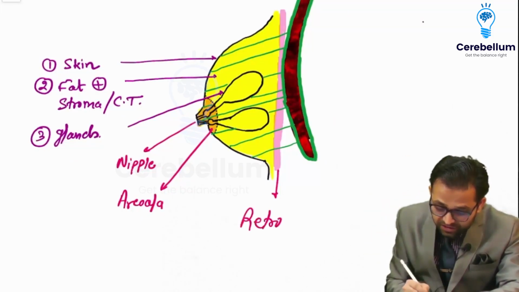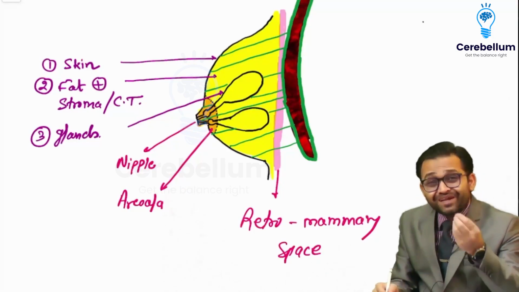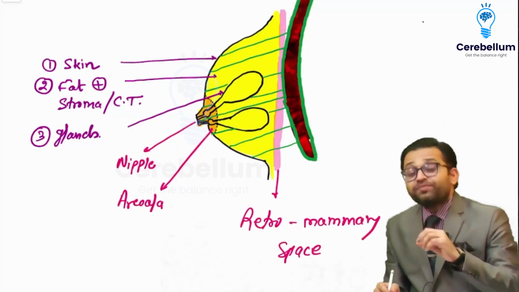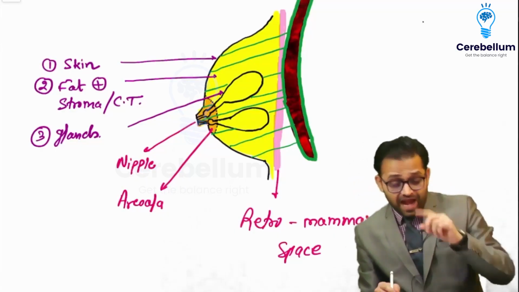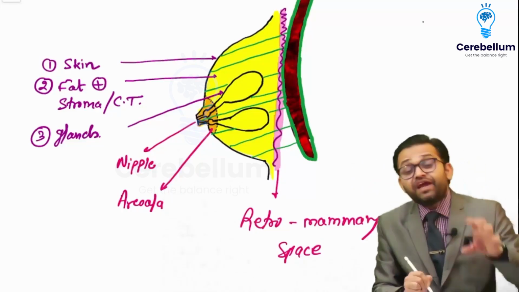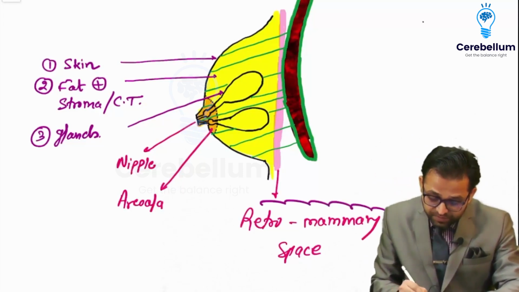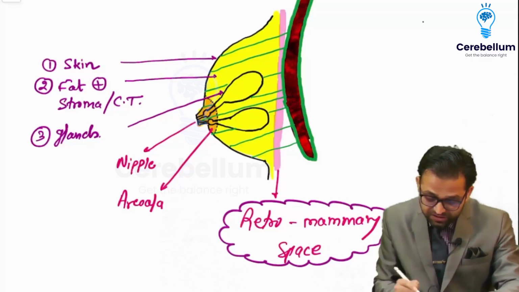That is the retromammary space. Remember the clinical point: when you perform the mastectomy operation, at that time we give the incision in this plane and we remove the breast. So this is the question. This retromammary space is very important for the surgery, sir.